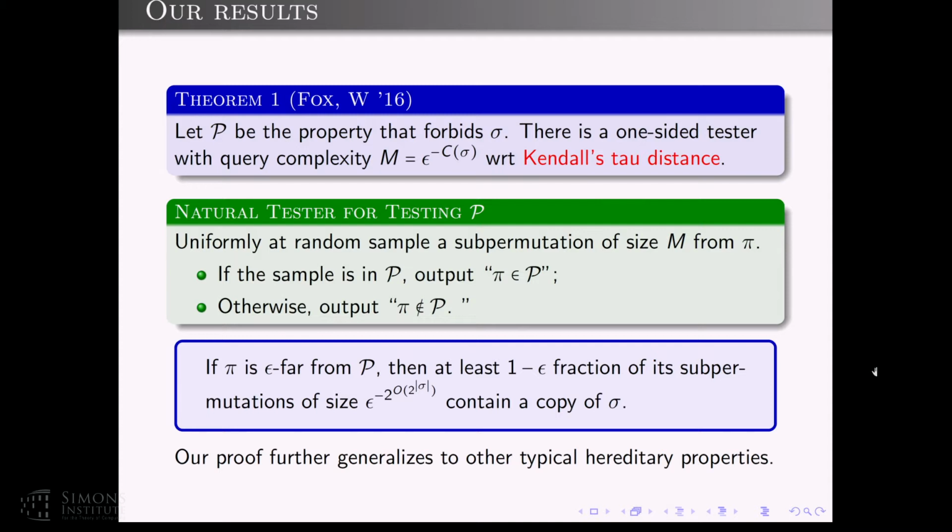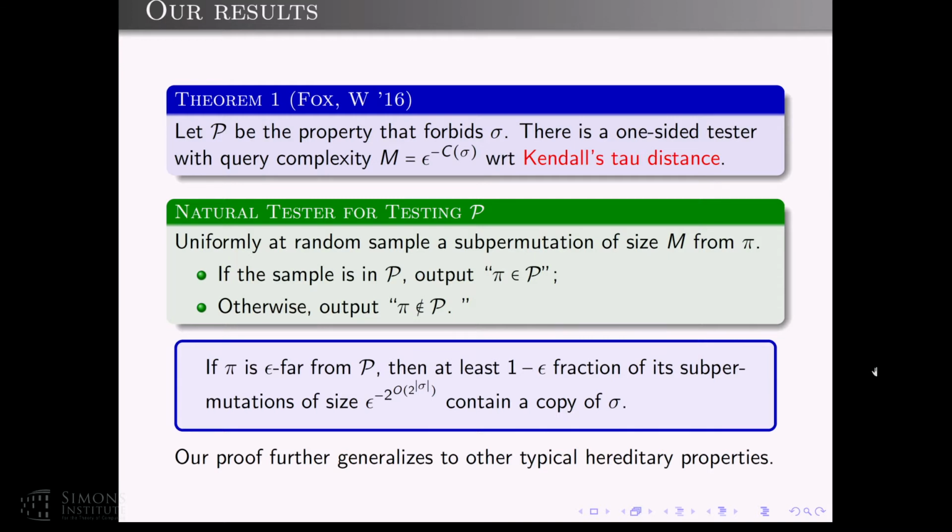Again, it is easy to see that when the original permutation is in this property, by heredity the subpermutation is going to be in this property. And when the permutation is far from this property, then with decent probability, the sampled subpermutation is not going to be in this property. So the corollary becomes that at least a 1 minus epsilon fraction of the subpermutations of that size will contain a copy of the pattern that I'm trying to avoid.